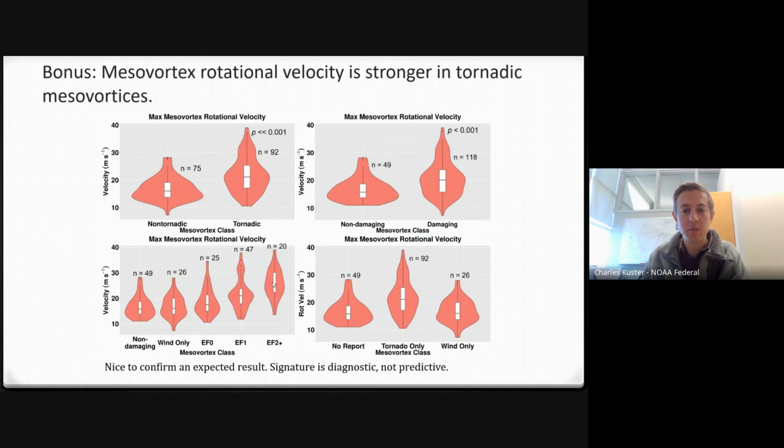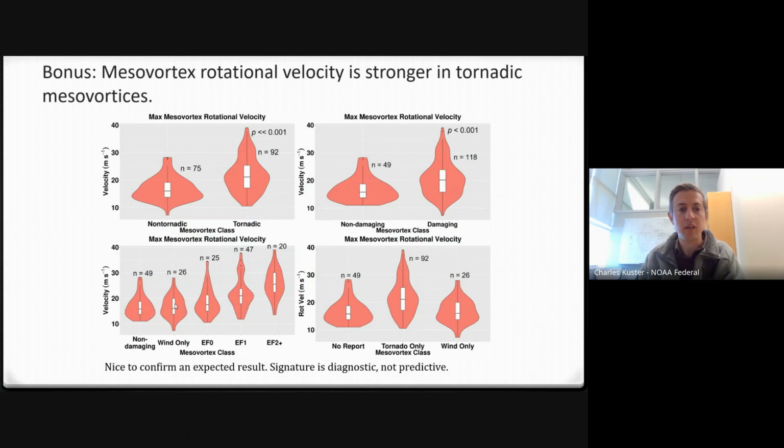And one somewhat interesting thing that I did want to highlight is looking at the rotational velocity between non-damaging and wind only. There's not a difference. So these differences between damaging and non-damaging are driven by the tornadic mesovortices. And this is different than those KDP cores. The mid-level and low-level KDP cores had differences between non-damaging and wind only. So it just keeps giving me more and more evidence that these KDP cores might be a pretty useful signature. I was all about them in downburst research, and now I'm really starting to like them in this QLCS work as well.